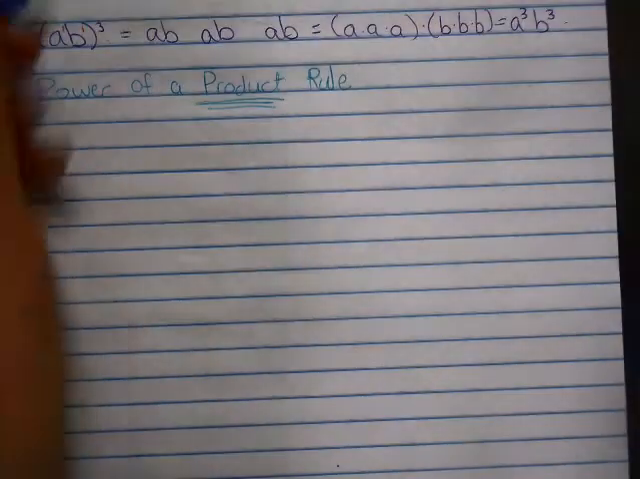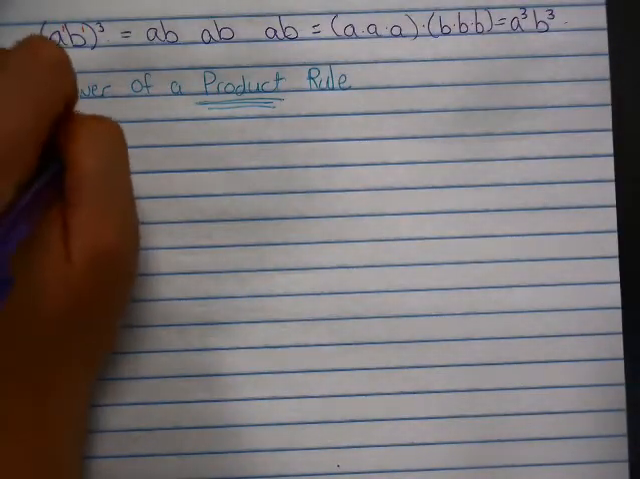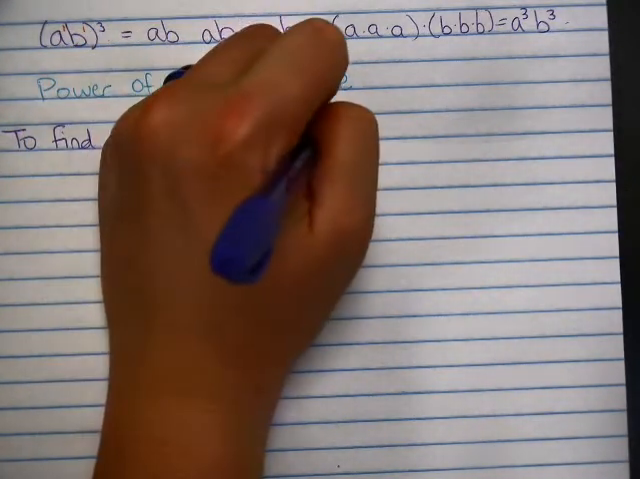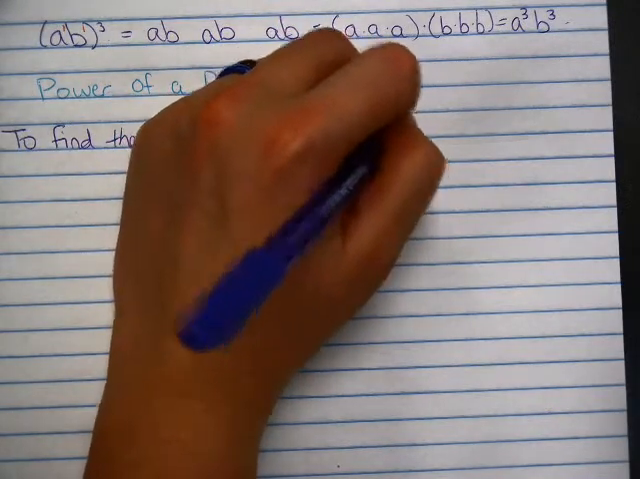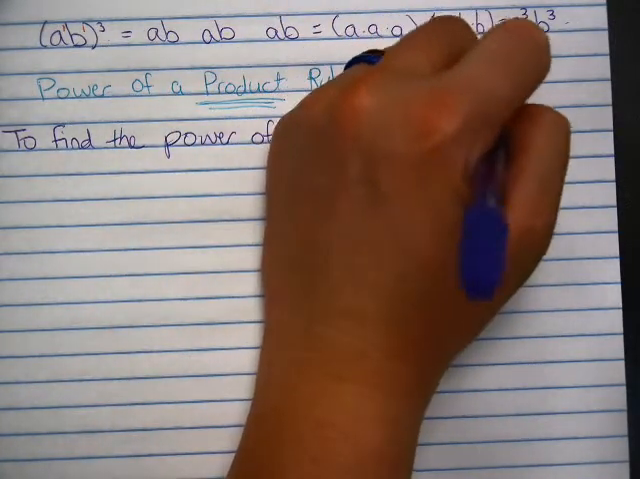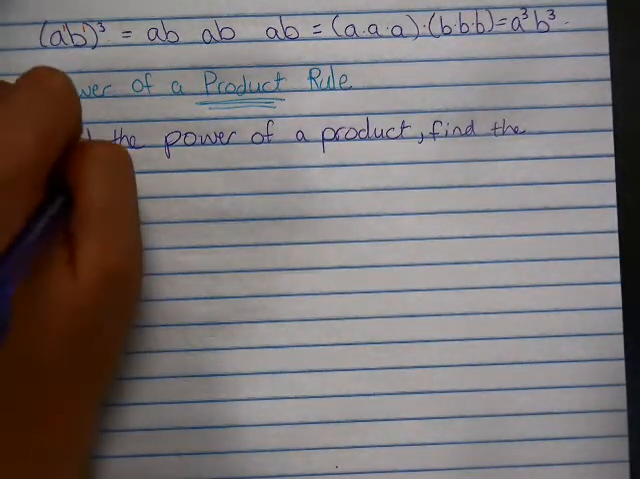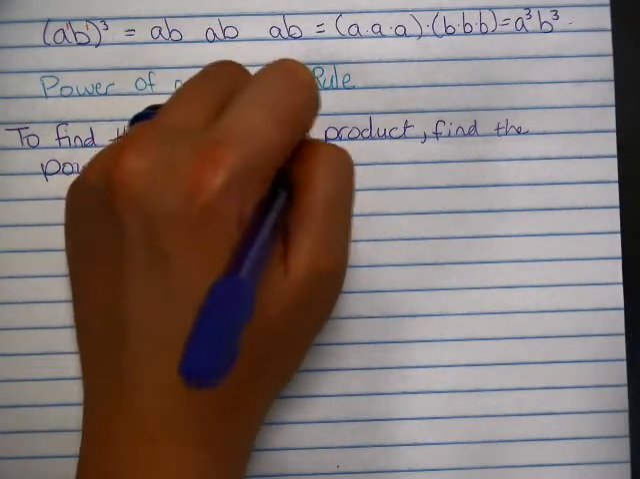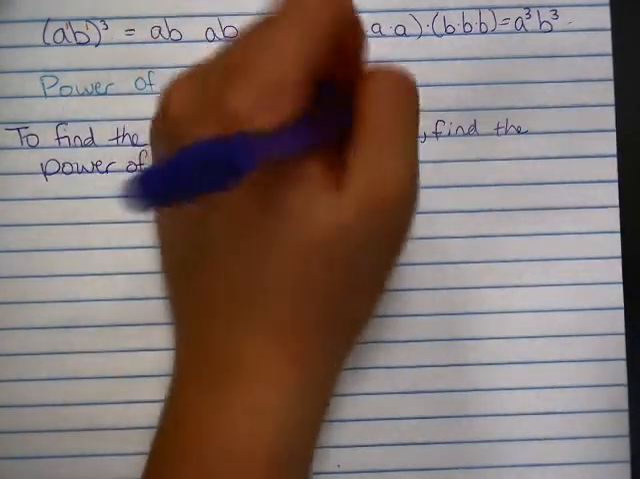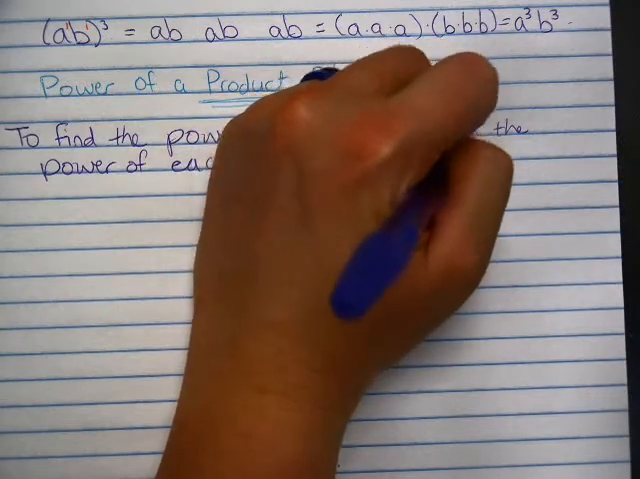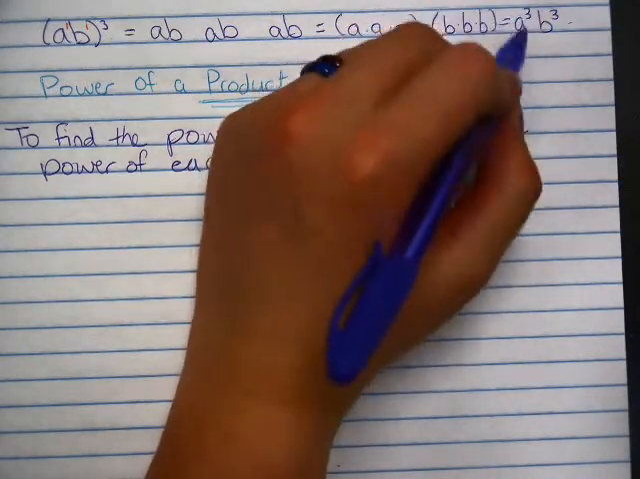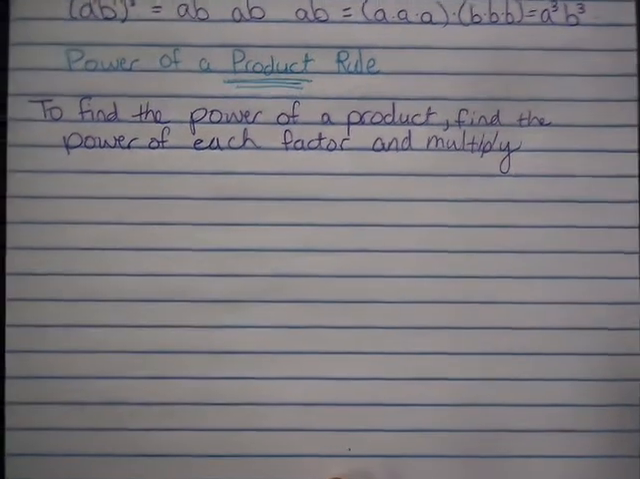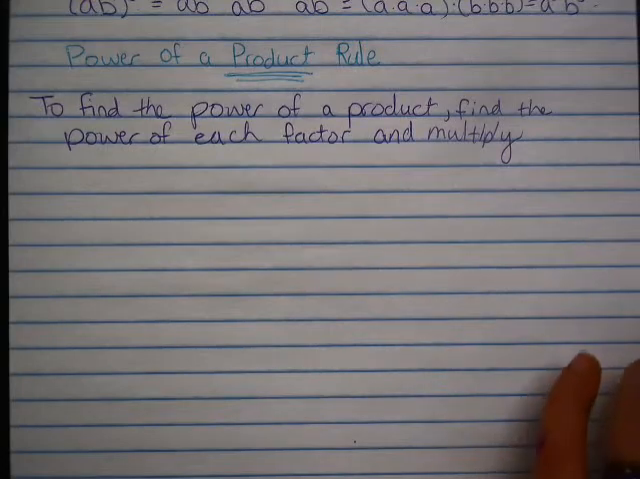So let's write what that is. To find the power of a product, find the power of each factor. So that's basically your A and B here, and then multiply. And we're not going to do anything else with that. A cubed times B cubed is as simple as we can get it, so we're done. But if we could do something more, we would.